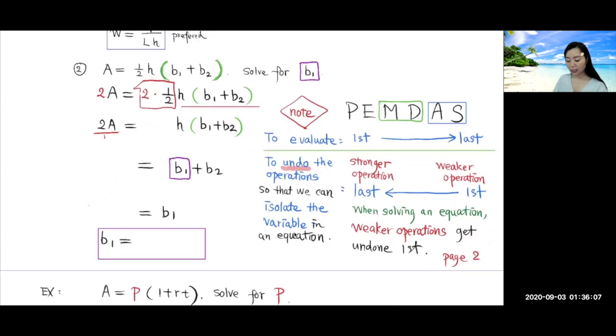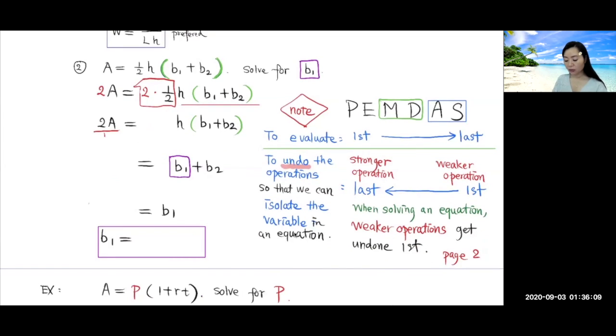So when you try to solve an equation, we undo the weaker operation first. Here we have multiplication and parenthesis. So multiplication gets undone first before the parenthesis. We need to undo this multiplication with h. To undo multiplication, we divide. So we're going to divide by h on both sides.